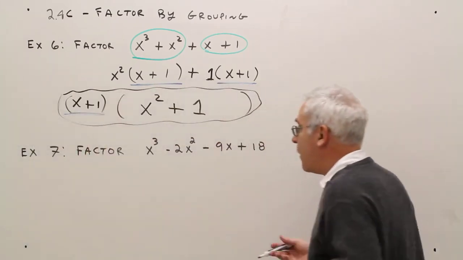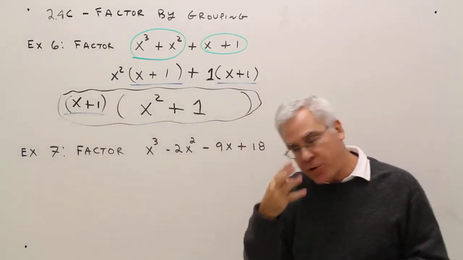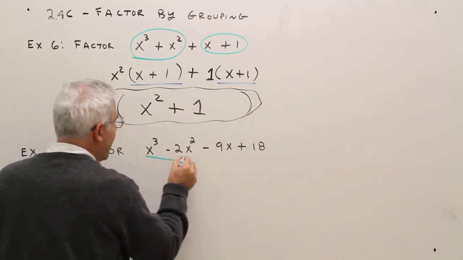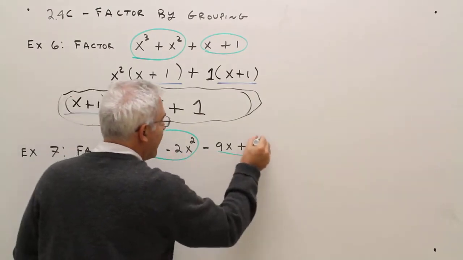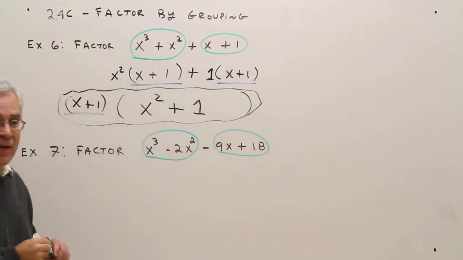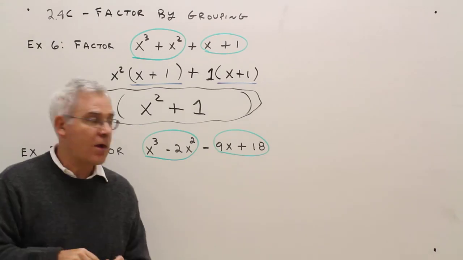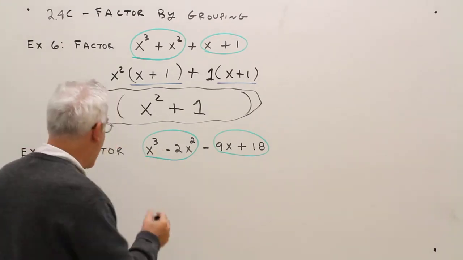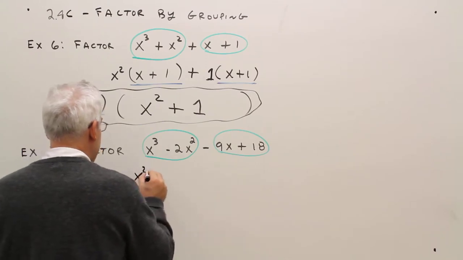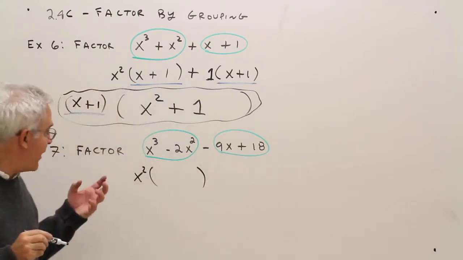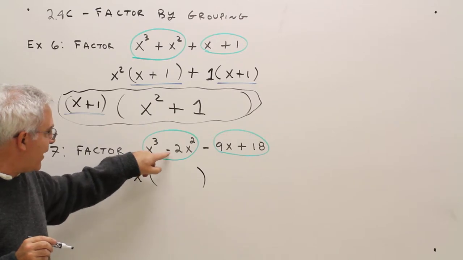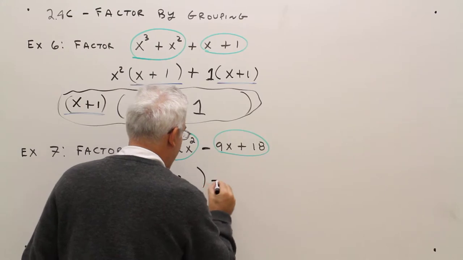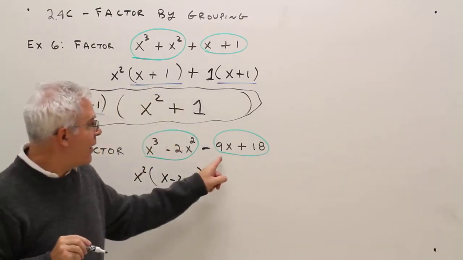Okay, so example 7, again 4 terms, same thing. Let's circle the first 2 terms and circle the second 2 terms. Again, I like to keep that minus sign uncircled. All right, so in that first green circle, looks like an x squared. If I take the x squared out, I'm left with an x minus 2. I had a minus sign there, I'll have a minus sign there.